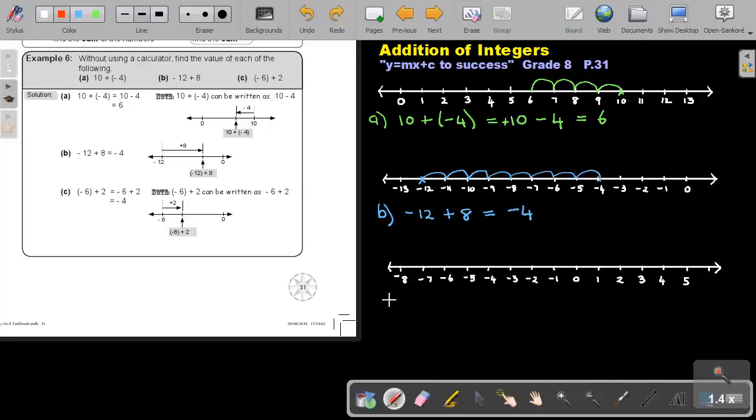Let's look at the last one. It's negative 6 plus 2. I can rewrite it as just negative 6, there's nothing in front of the bracket, plus 2. So start at negative 6 and go 2 units to the right. 1, 2. And the answer will be negative 4. Take note that it's negative 6 and positive 2, so the signs are different.